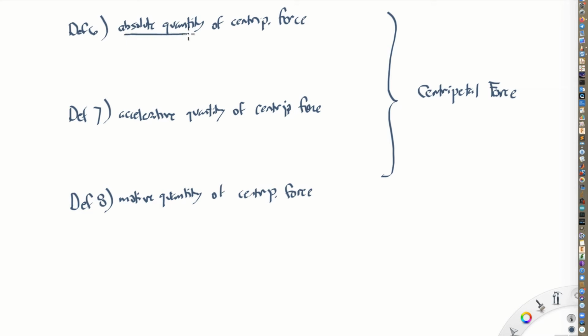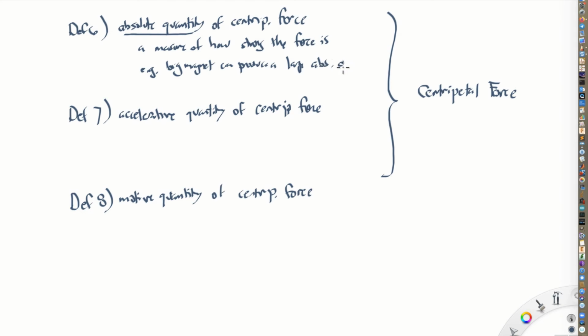Okay, so what is the absolute quantity of centripetal force? The way he explains this, the absolute quantity of centripetal force is how strong the force is. So this is a measure of how strong the force is. That's what we call the absolute quantity of centripetal force. The example he gives is that a big magnet can produce a stronger absolute quantity of centripetal force than a small magnet. So a big magnet, which is acting on another magnet, let's say, can produce a large absolute quantity of centripetal force. Whenever he uses this term, he's talking about how strong that force is.